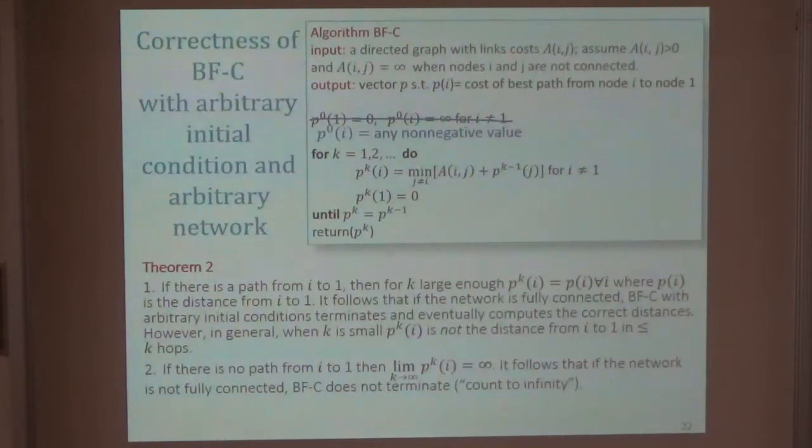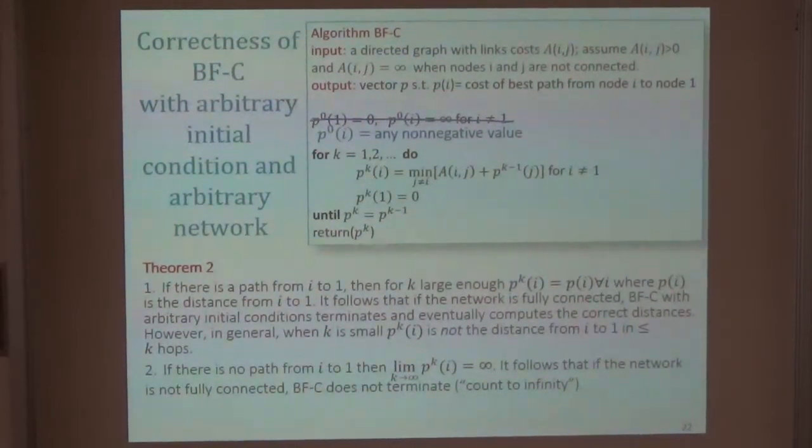Proving that Bellman Ford is correct with correct initial conditions is almost trivial. It's based on this interpretation that at round K, we are computing the shortest path in at most K hops. In the general case, it's a bit more complicated. The proof is in the next slide, but those of you who are interested can have a look, but we will not discuss it in detail.